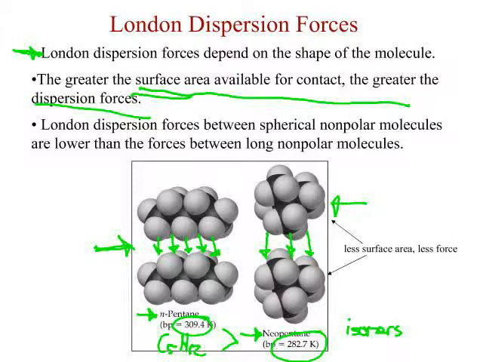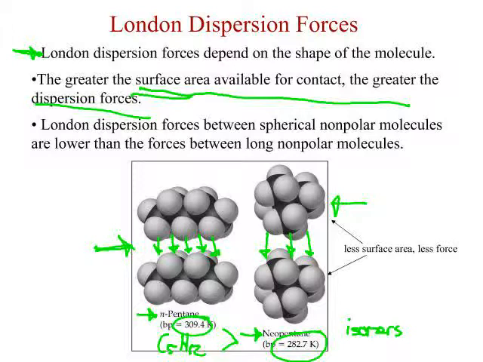It's London dispersion forces. Now, I told you guys before, these are the weakest intermolecular forces of attraction, but they're very important because these are what's at work between all different kinds of molecules, and they're the only type of attractive force that is possible for things that are nonpolar.